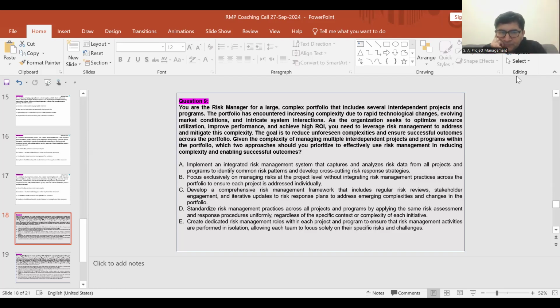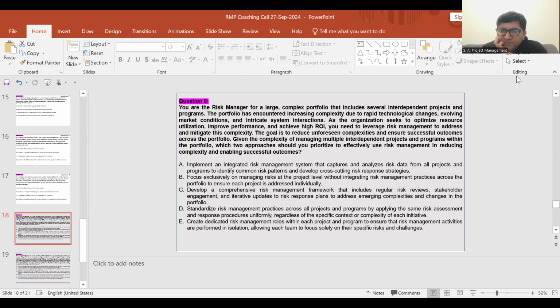B, focus exclusively on managing risk at the project level without integrating risk management practices across the portfolio to ensure each project is addressed individually. C, develop a comprehensive risk management framework that includes regular risk review, stakeholders engagement, and iterative update to risk response plan to address emerging complexities and changes in portfolio.